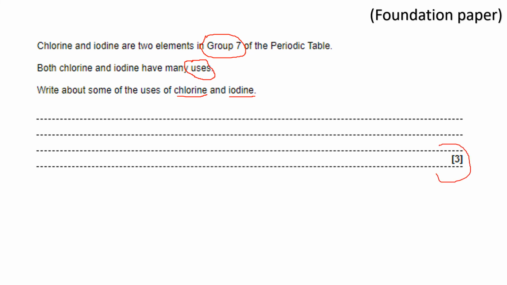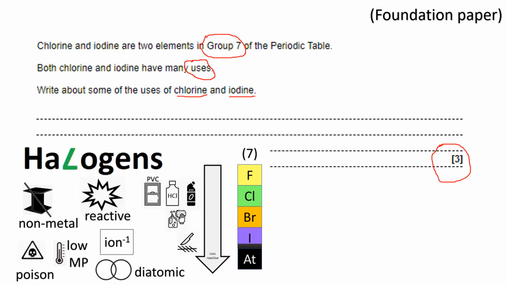Now there are 3 marks. Now that would suggest I need to say 3 things. I need to say at least one thing about chlorine. I need to say at least one thing about iodine. And I need to say at least one other thing about one of them. So what am I trying to remember? Well, this is what I'm trying to remember here.